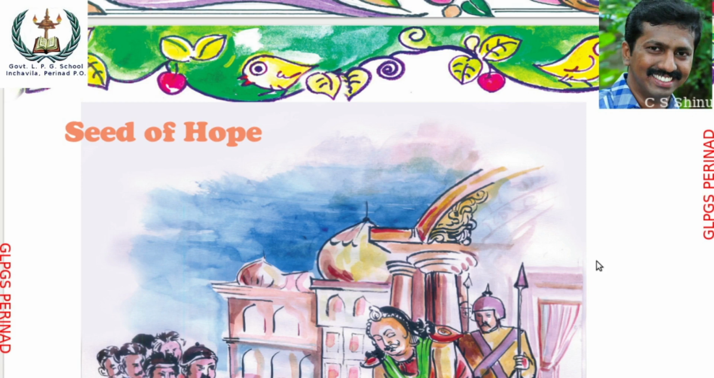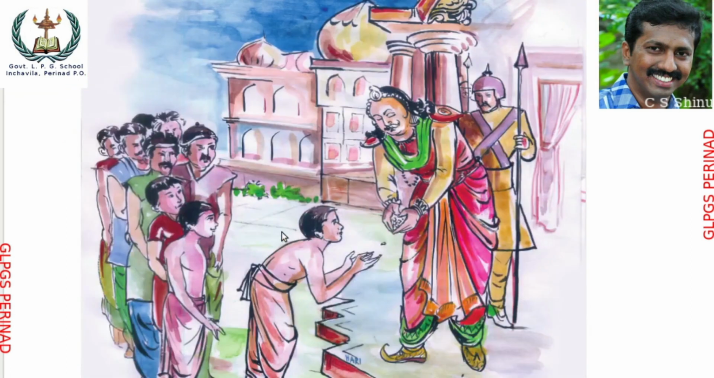Seed of hope. Now listen to the passage. Before that, we can see a picture there. Here is a picture where the king gives some seeds to the children. In that picture, we can see the children with their parents. Everybody was anxious to get a seed.